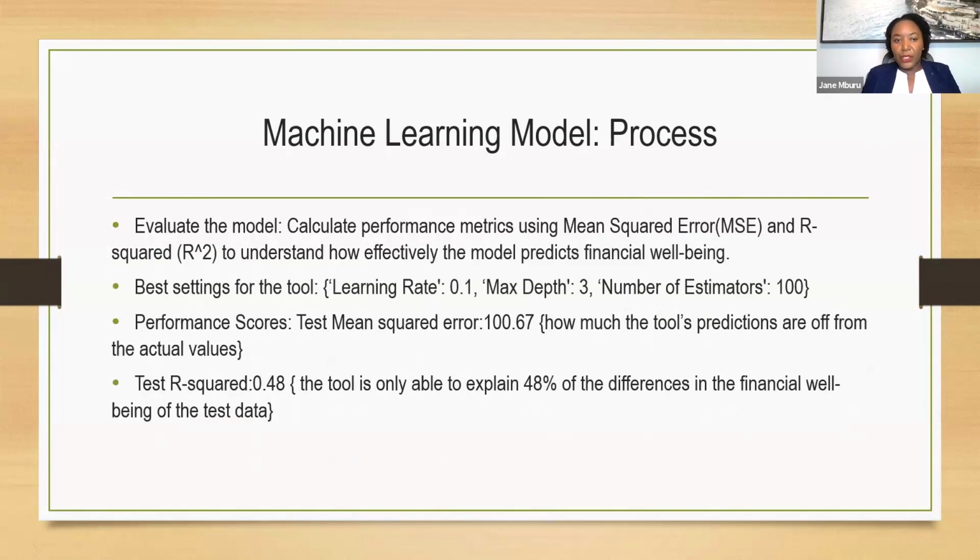Once I trained the model, I evaluated it to see if it was effective in predicting an individual's financial well-being score. I used metrics, including mean squared error, that is MSE, which gave me 100.67, meaning that the model was way off in predicting the actual values. The R squared was 48%. That means it could only give an accuracy of 48% in predicting.